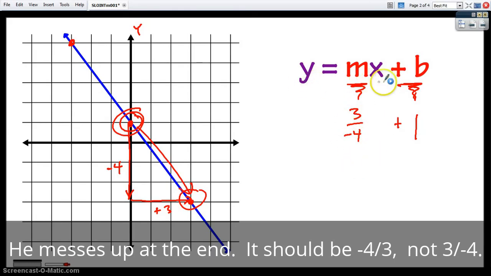And now I just need to fill in the rest of slope-intercept form. Y equals on one side by itself. The slope is always the number next to x, and then our y-intercept here. So this, y equals 3 over negative 4x plus 1, is the mathematical equation that goes with this visual information over here.